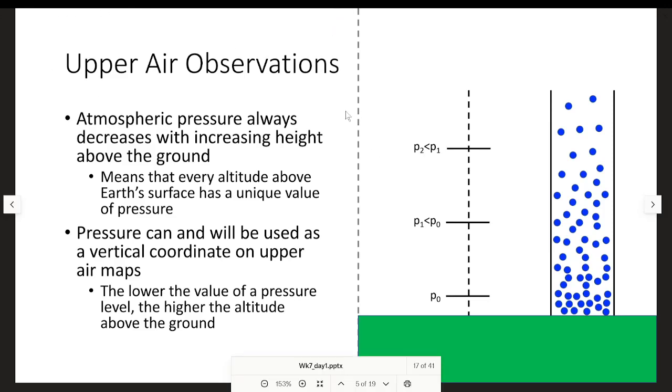Atmospheric pressure always decreases with increasing height above the ground. That means that every altitude above Earth's surface has a unique value of pressure. So pressure is used as the vertical coordinate on upper air maps. And the lower the value of the pressure level, the higher up above the ground it is.